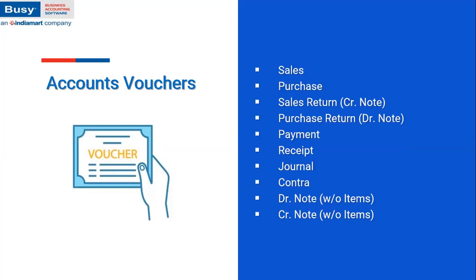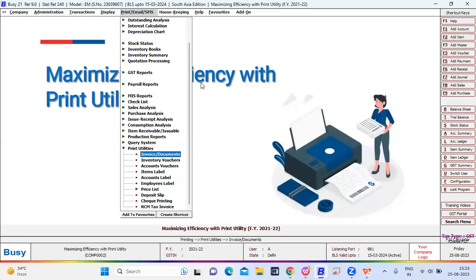Purchase, sale return credit note, purchase return debit note, payment, receipt, general, contra, debit note without items, credit note without items. All these vouchers are the accounting vouchers in which accounting will be hit. So all these accounting vouchers can be printed from print utility. So in Busy, let us see how you can print the accounting vouchers.